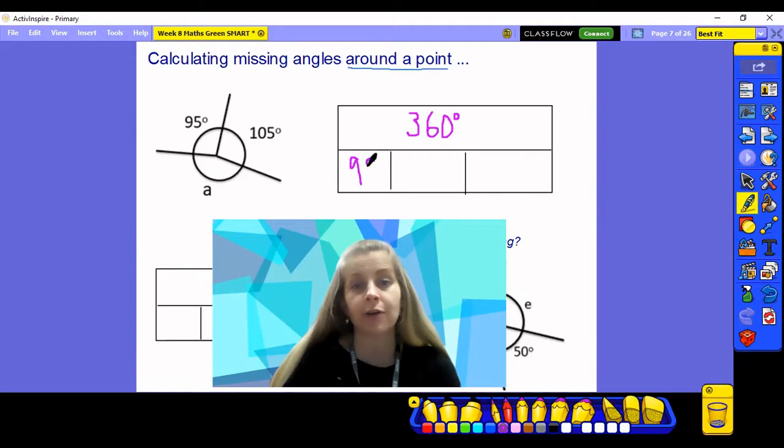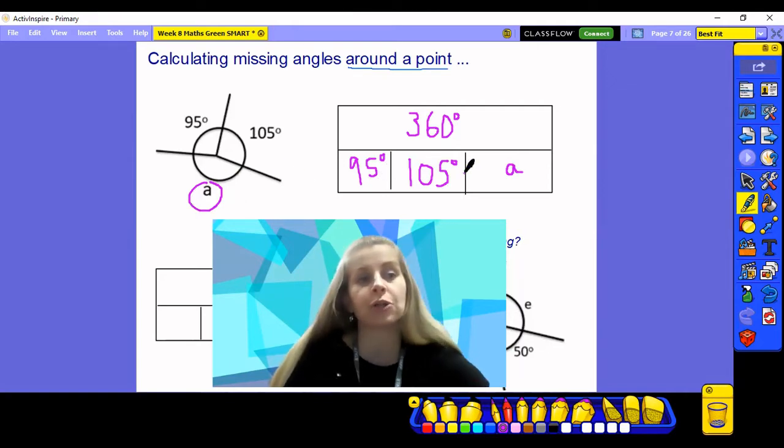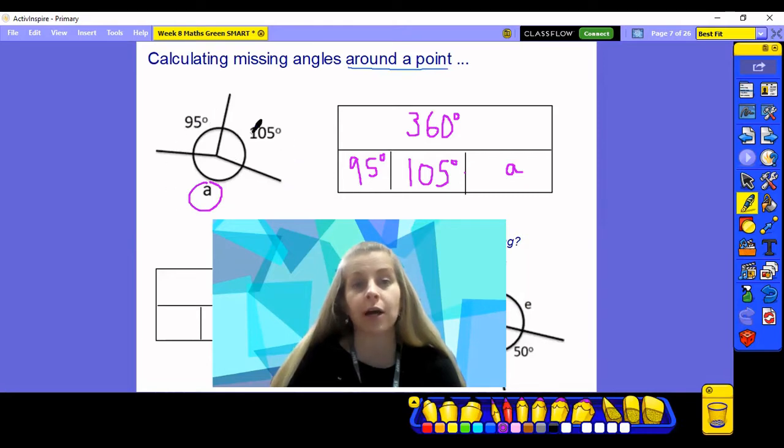So you can see we already know 2 of the angles. We've got 95 degrees, and 105 degrees are already known to us. Apologise for my mouse writing here. And we have a missing angle that has been labelled, in this case, A. Sometimes they're labelled with different letters, but this one's just been labelled with the letter A. So our first job is to find out what this missing angle is so that we can decide whether, if we added all these angles together, we will find our whole 360 degrees.